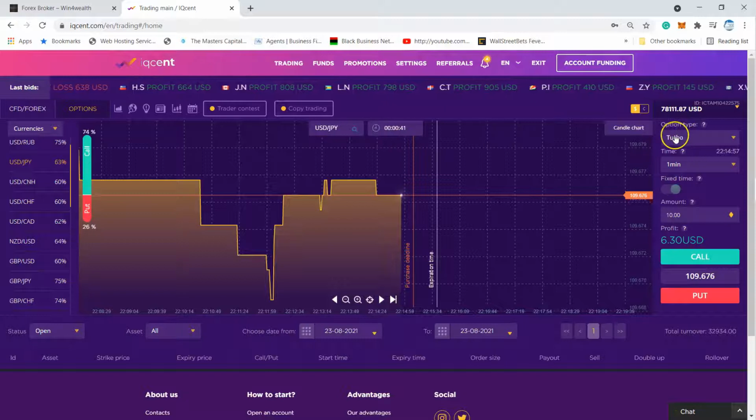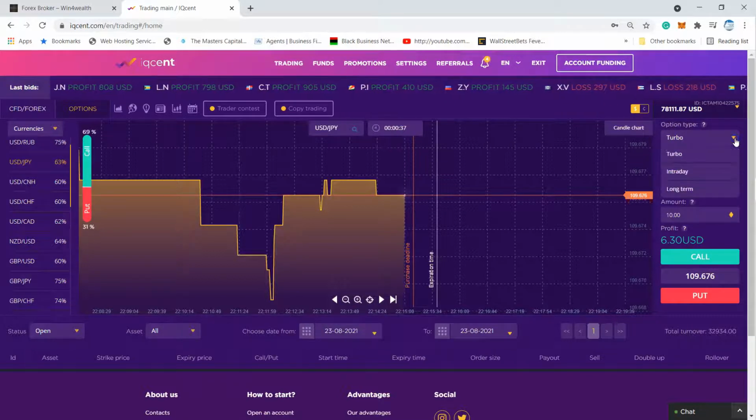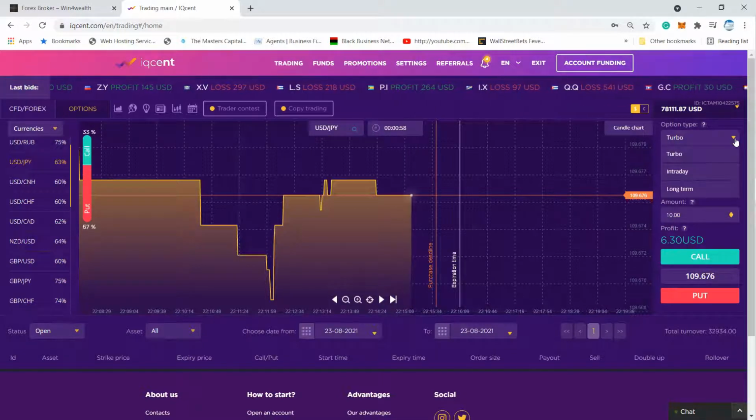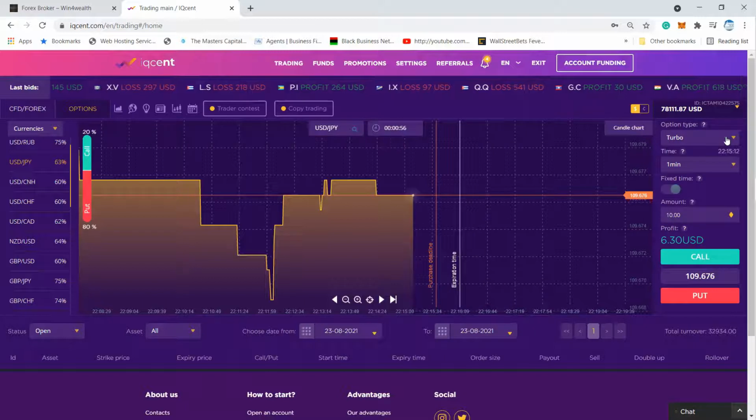And now we're looking, and you want to set it for turbo. So this thing right here, you're not on intraday, you're not on long term. You could trade regular long-term Forex on here, but we're doing high frequency Forex, which means it's going to happen very fast. So we keep it on turbo. Make sure it's always on turbo.